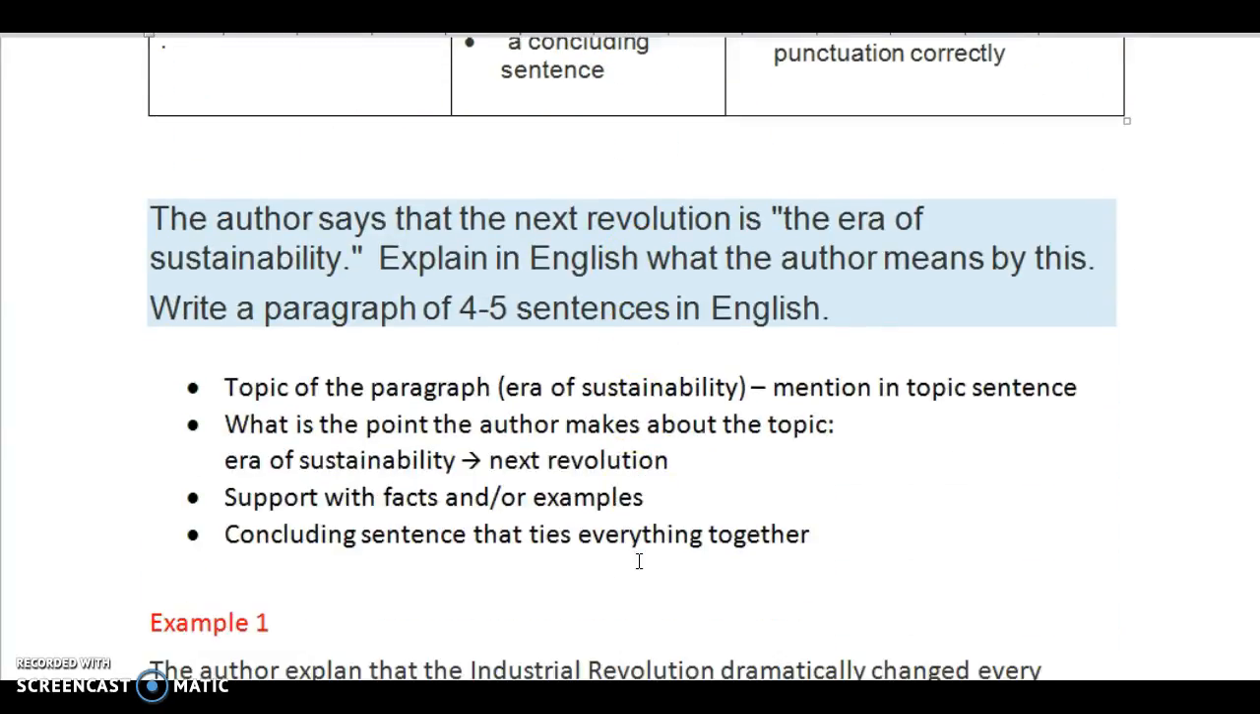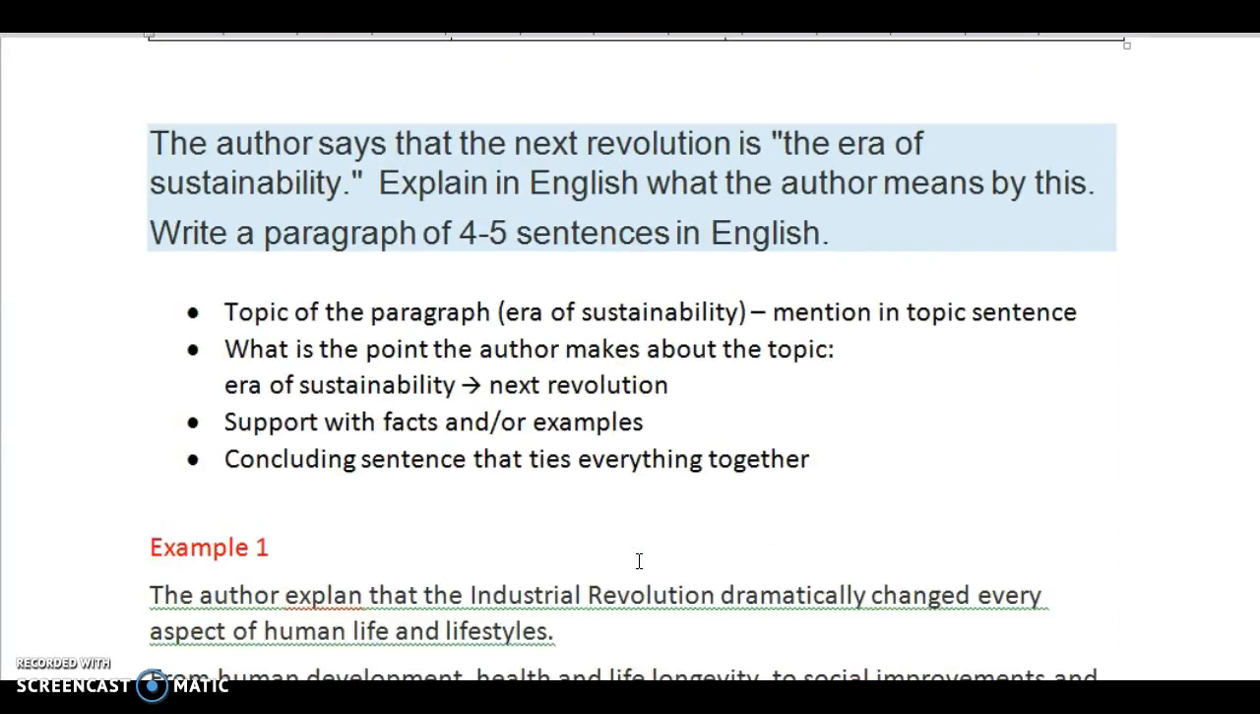Now we're going to take a look at the writing task that you had this week. You read the article about the ecological impact of the Industrial Revolution, and at one point the author says that the next revolution is the era of sustainability. And you were asked to explain in English what the author means by this, and to write a paragraph of 4 or 5 sentences. Yes, 4 or 5 sentences.